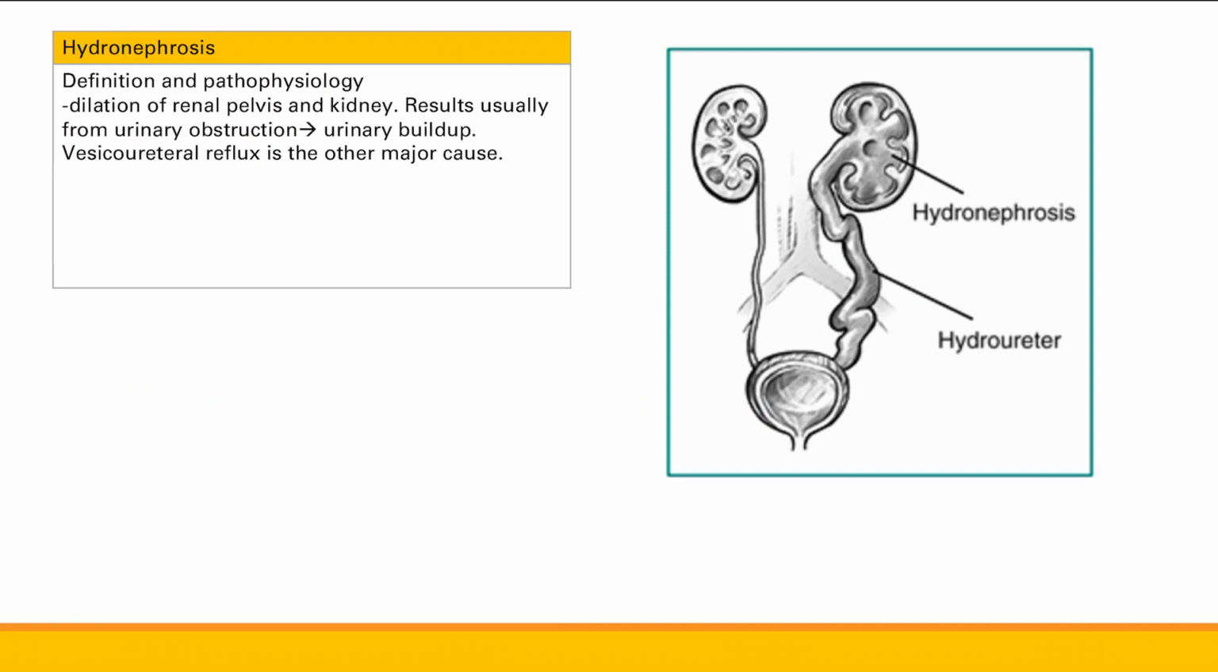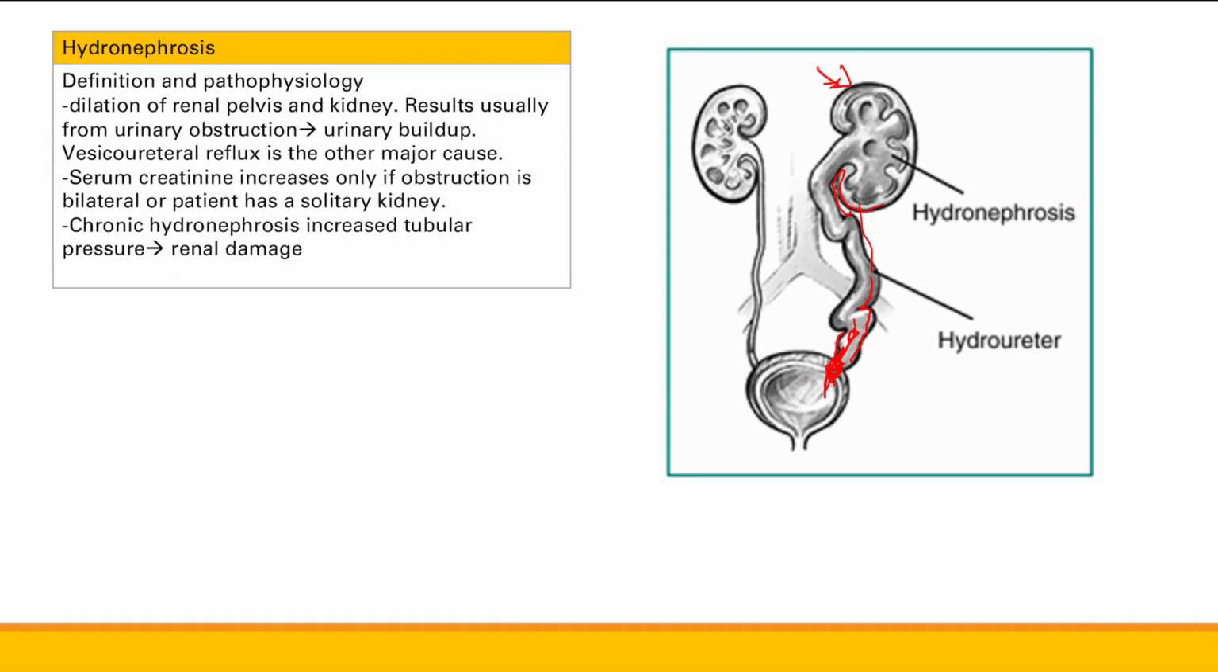Now I want to add in a miscellaneous pathology here, just so we can have fewer videos to consolidate. Hydronephrosis, I've talked about this. This is dilatation of the renal pelvis and the kidney. As you can see here, there's hydronephrosis. And it usually results from urinary obstruction and then urinary buildup. So if there's obstruction here, then urine builds up in the ureter, so the ureter gets fat and dilated, and then the kidney gets fat and dilated. One of the major causes of this is vesicoureteral reflux. This is less obstruction, but just urine going backwards.